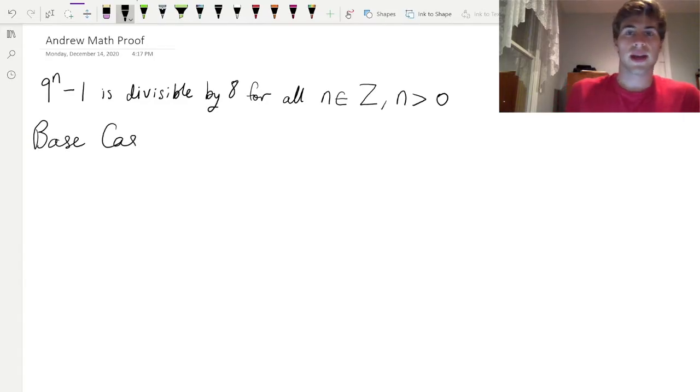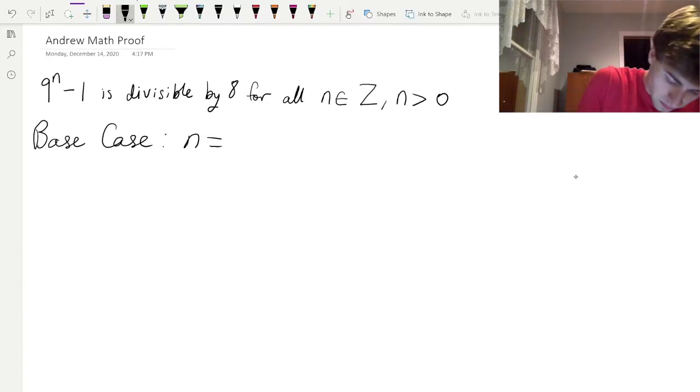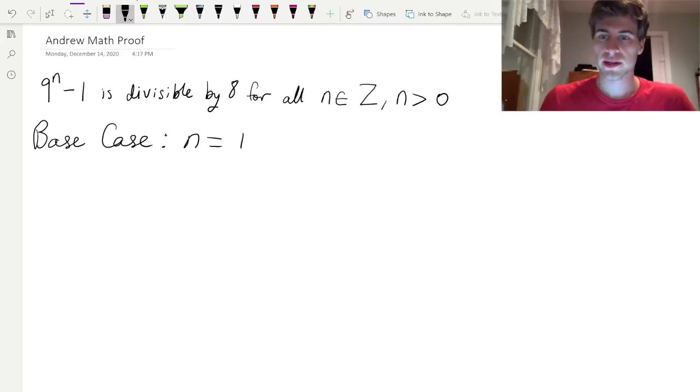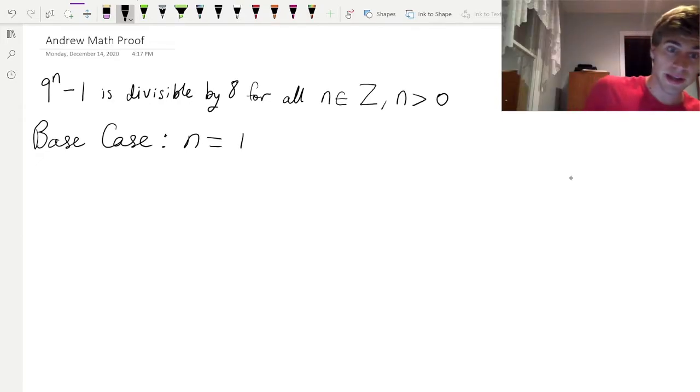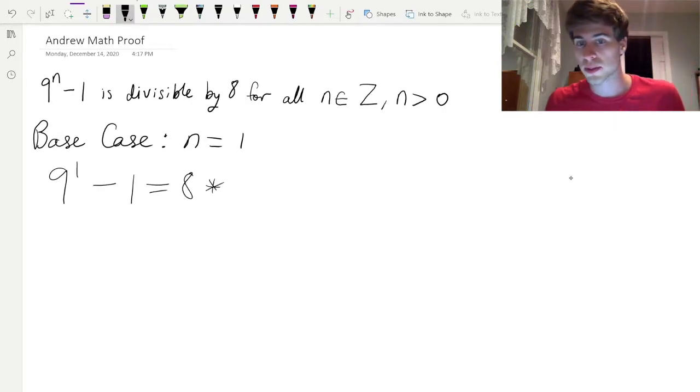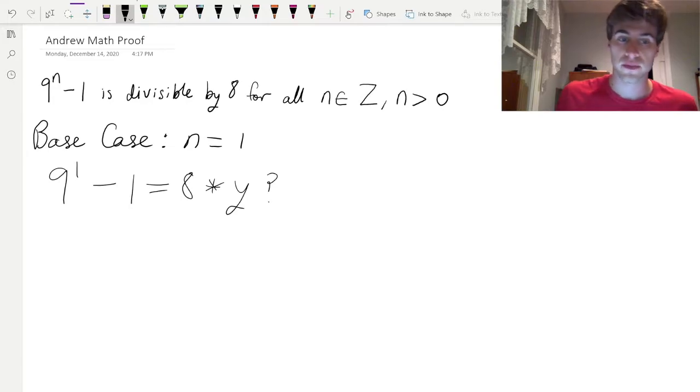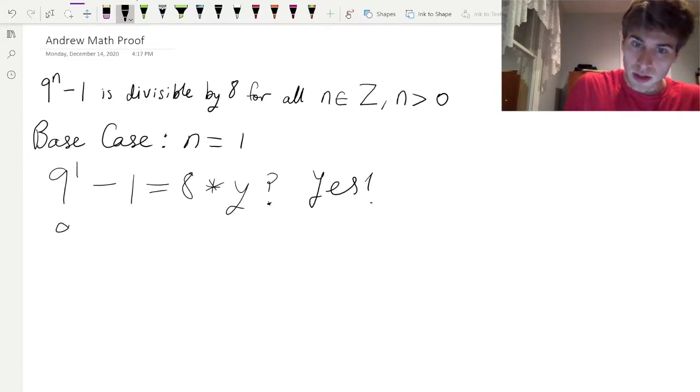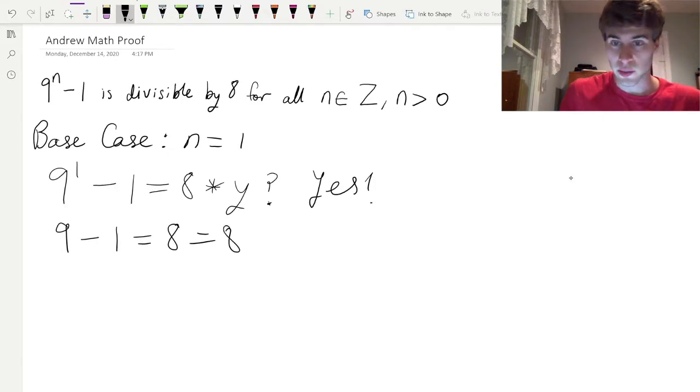So let's start with n is equal to 1. We can consider n equal to 1 the base case for our problem because it is the lowest integer value of n that is greater than 0. So, does 9 to the first power minus 1 equal 8 times some multiple, for the purpose of this problem, which we're going to call y? Well, yes it does. As you can see here, 9 minus 1 is equal to 8, which is quite clearly equal to 8 times 1.